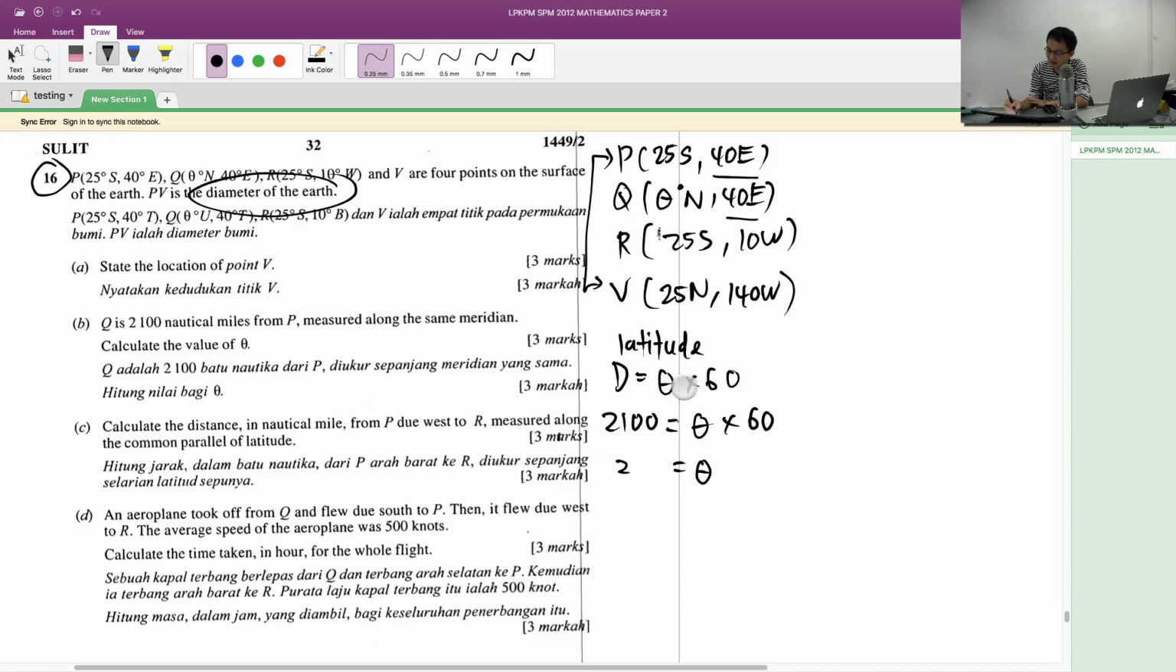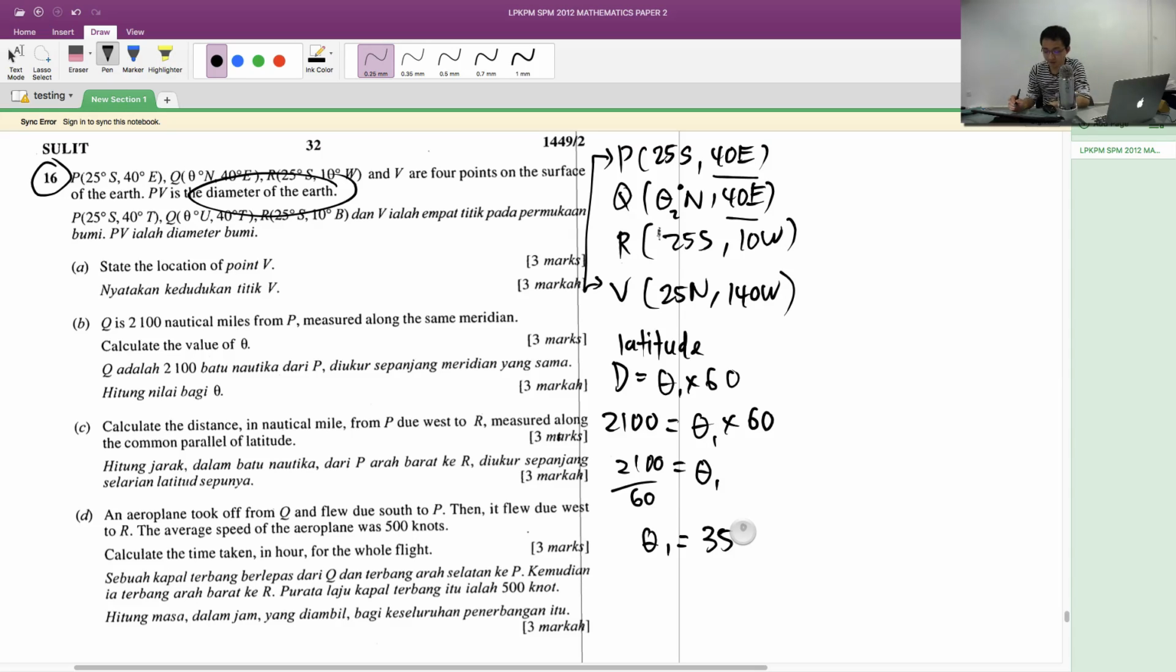Okay, this angle and that angle are not the same. I'm going to call it 1, and this is 2, because they are not the same angle. Some students might think they are the same. Divided by 60, so angle 1 is just 2100 divided by 60. So you will get 35. That means actually they're moving 35 degrees.